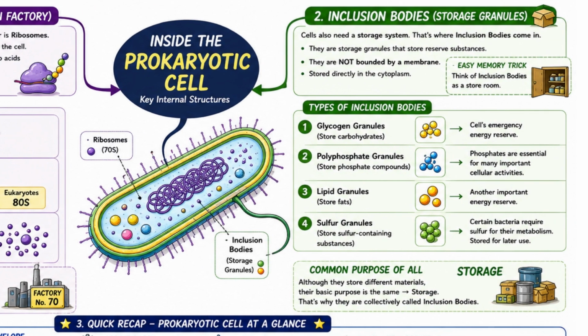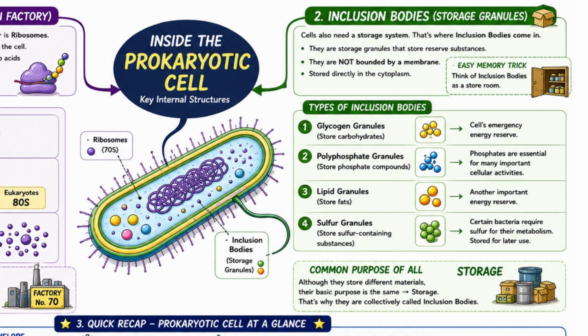Inclusion bodies. Now let's move to another interesting structure. Imagine you're preparing for an exam. Would you keep all your food in your stomach forever? Of course not. You store food in your kitchen. And whenever you're hungry, you use it. Similarly, cells also need a storage system. That's where inclusion bodies come into the picture.